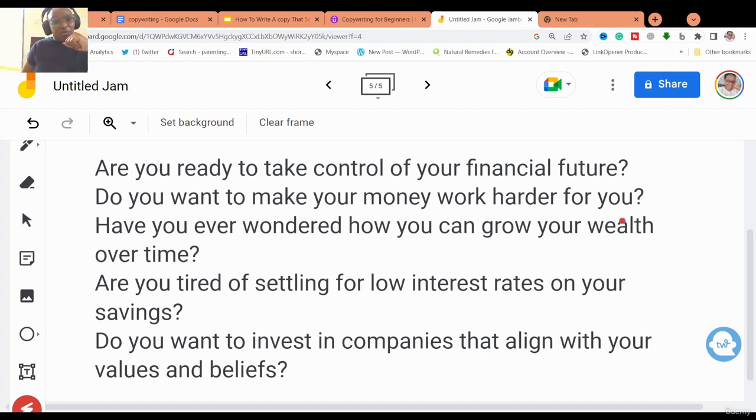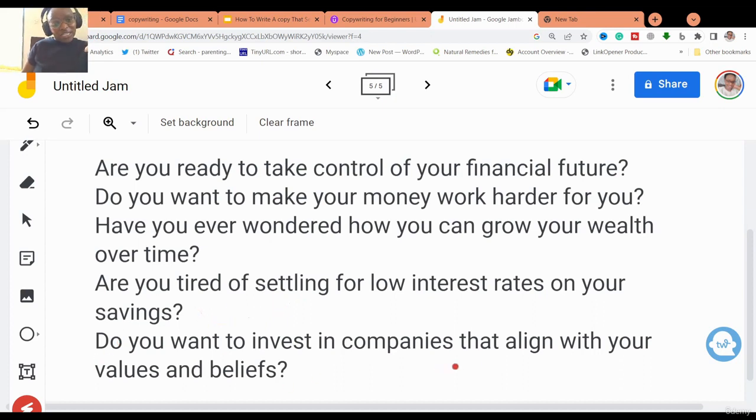Have you ever wondered how you can grow your wealth over time? Yes, I am wondering it right now, and that is why I am interested in investing. It's a rhetorical question, but it's highly targeted to me, and it's actually making me even more interested in your product. Another rhetorical question would be, are you tired of settling for low interest rates on your savings? So, for example, you're saving maybe in circles or in banks, and the interest rates are so low on your savings. So, are you tired of this? Yes, I'm very tired. So, that is a rhetorical question that would work really well.